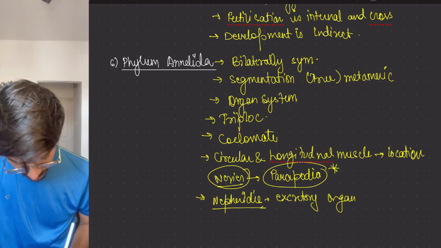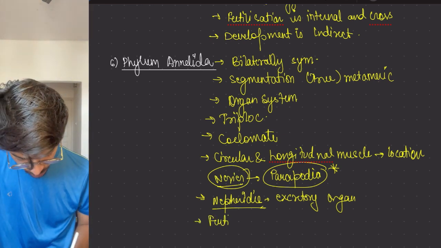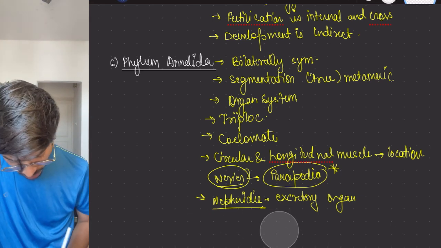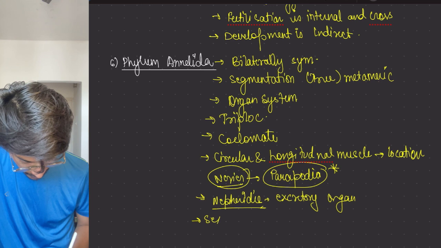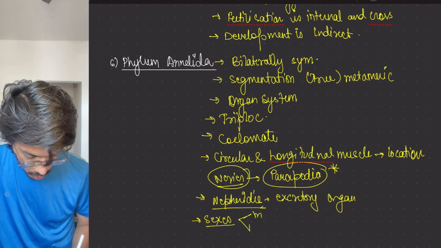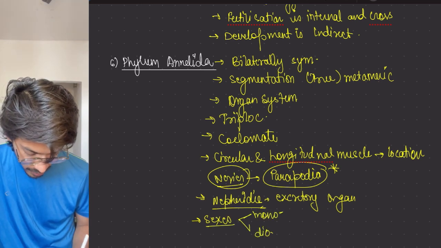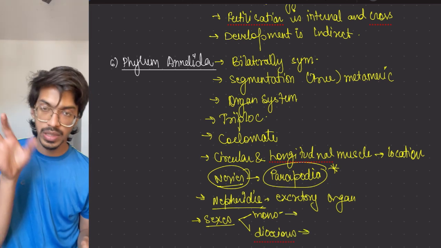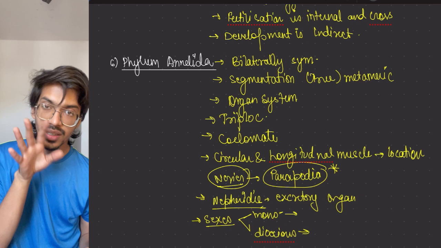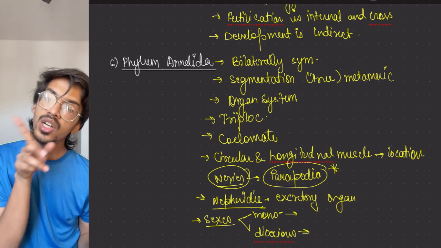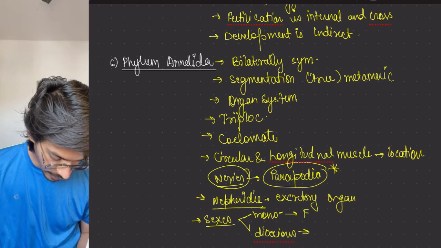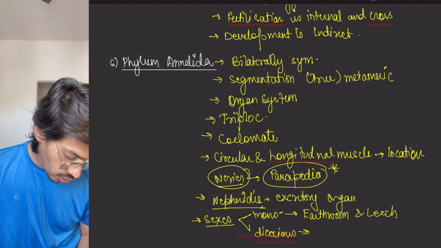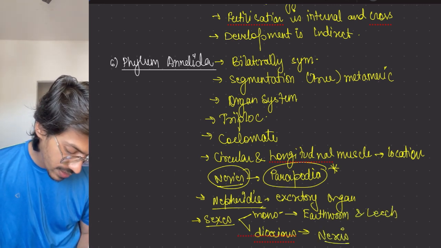So nephridia is present. Then the most important thing, fertilization. Before fertilization, let's see about the sexes. They could be monoecious, they could be dioecious. The earthworm and the leech are examples of monoecious, both sexes are present in them. Whereas Nereis is dioecious. Male and female are different.